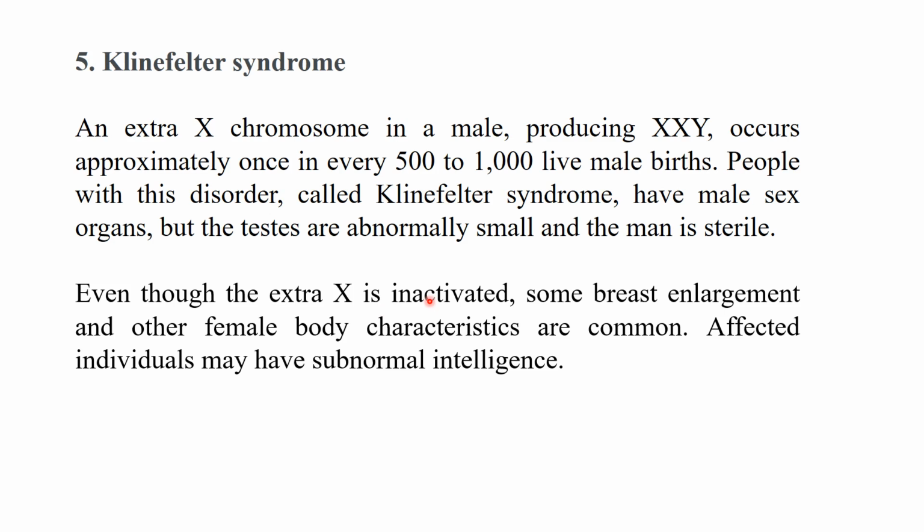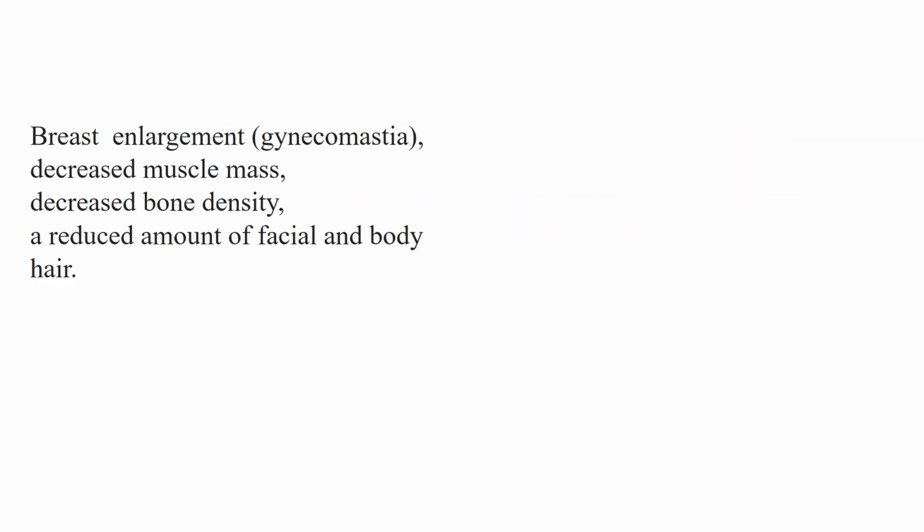It will form a Barr body, but in the initial stages, in the initial phases, it expresses itself, which leads towards some characters of the female. Some breast enlargement and other female body characteristics are common. Affected individuals may have subnormal intelligence. Breast enlargement, that is gynecomastia, decreased muscle mass, decreased bone density, and a reduced amount of facial and body hair are characters similar to the female.